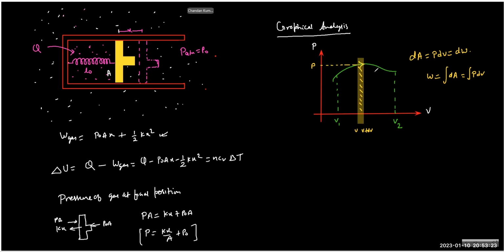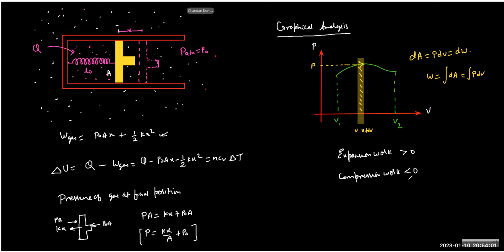And if you look at the arrow, in this process, is expansion happening or compression? Tell me. Which process? The green line is the process. Sir, expansion is happening. So when you find the area, take it with positive sign. So expansion work is always positive. Compression work is negative.